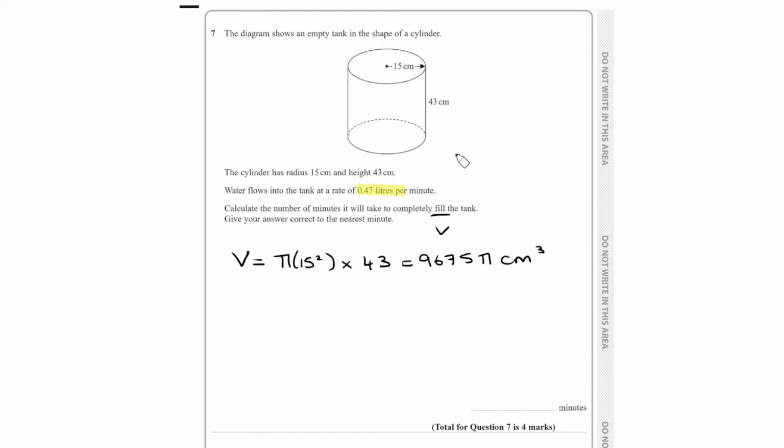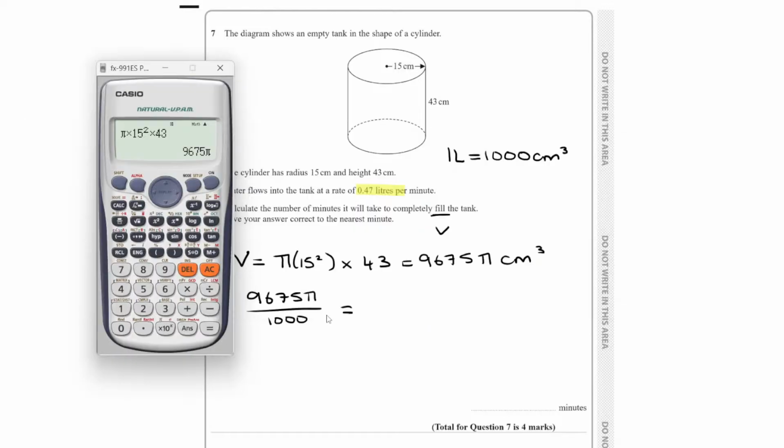So there are, in 1 litre, 1000 centimeters cubed. So I'm going to convert this into litres by just dividing by 1000, which I think will probably give me a more complicated number. So divide by 1000, which if you've got it as a number is 30.394... You could leave it in pi if you want, it's up to you.